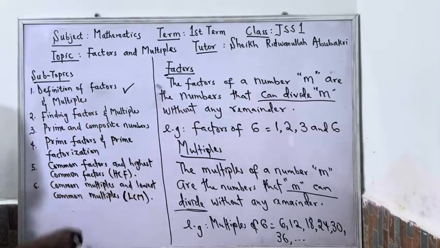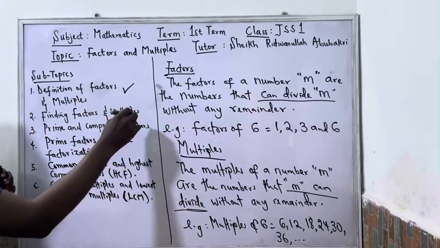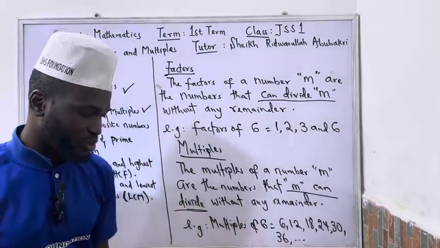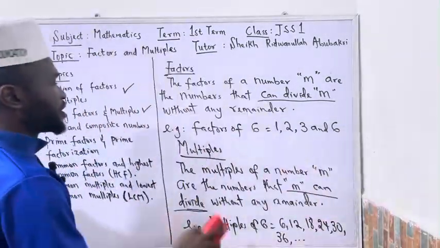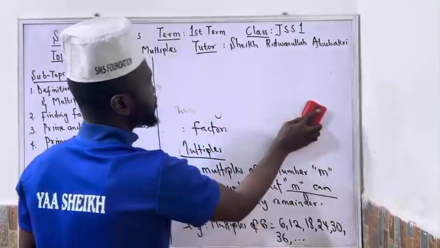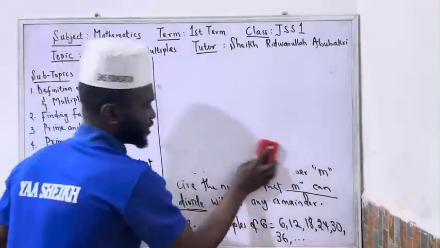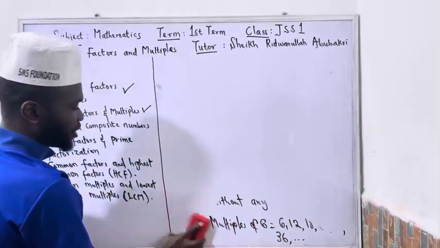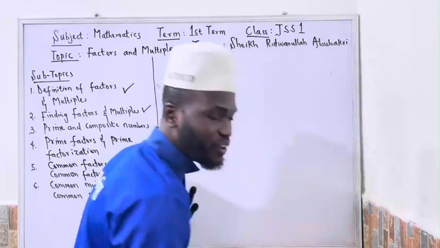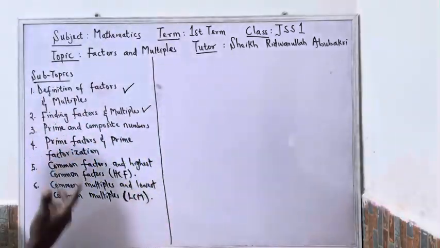So we are done with this. Let's now see how we can simply find factors of every particular number, and also the multiples. So let's consider factors first. We see an example on how to find the factors so that you will not leave out any factor unwritten.